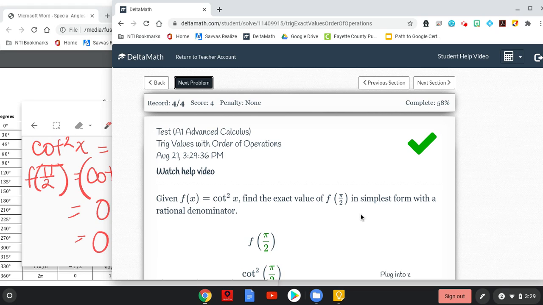And then if you want, you can stop right now and go to Delta Math and do those 2 sections and then come back and watch the second part of the lesson. Or you can click next and watch the next video for the second part of the lesson right now.